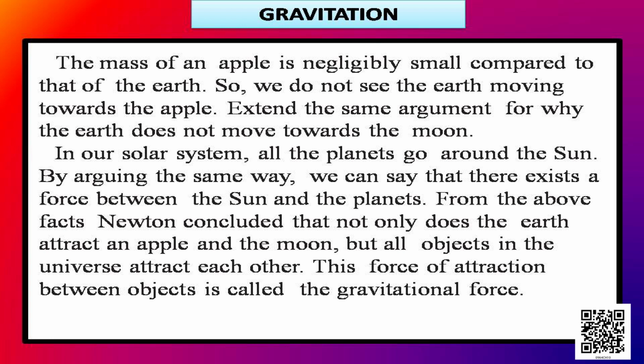In our solar system, all the planets go around the sun. By arguing the same way, we can say that there exists a force between the planets and the sun, but as the mass of the sun is very high compared to the planets, the planets move around the sun. The same force acts between the sun and the planets. Newton concluded that not only does the earth attract an apple and the moon, but all objects in the universe attract each other. This force of attraction between objects is called the gravitational force.